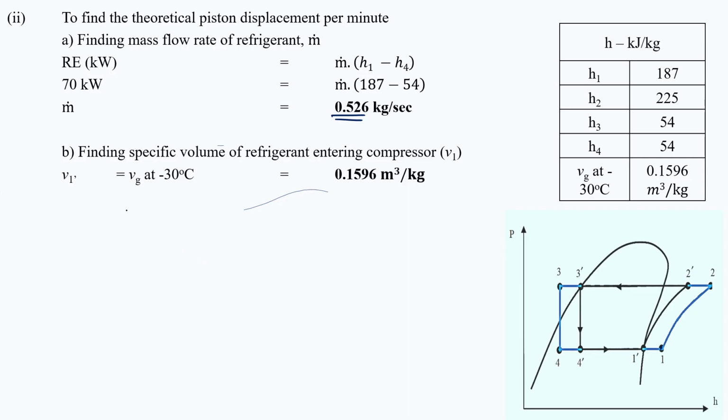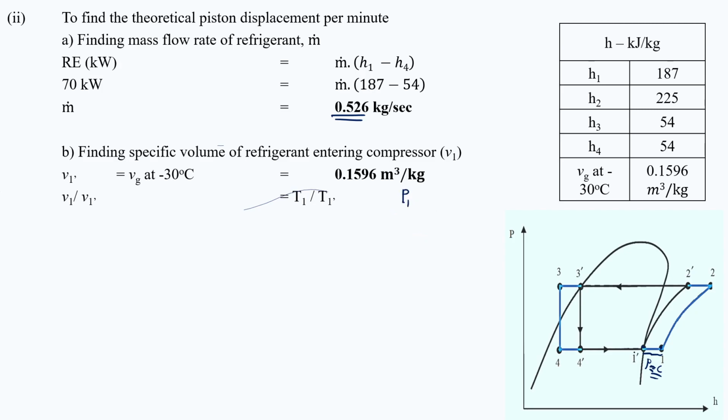For that, first of all, we know that near this one is our 1 dash point, that is before superheating. So volume at 1 is nothing but Vg value at minus 30 degrees Celsius, which is 0.1596 meter cube per kilogram. Also, we know that for this point, pressure is equal to constant. We also know the ideal gas relation applies here.